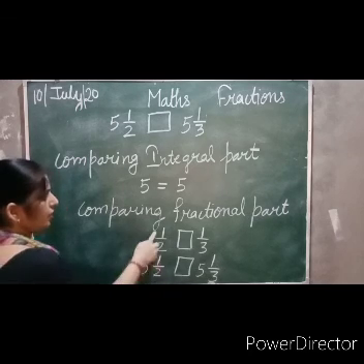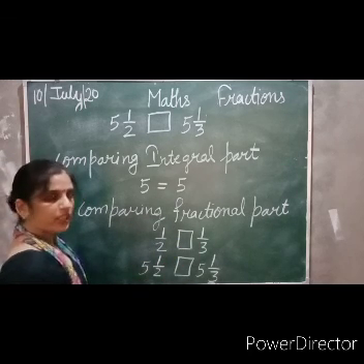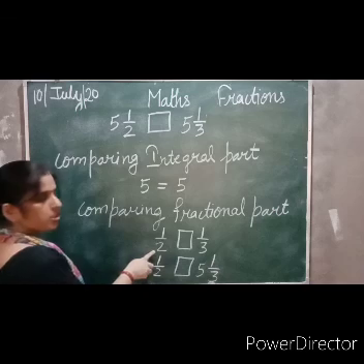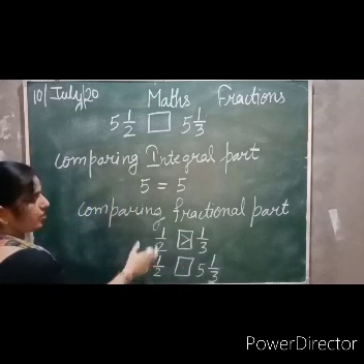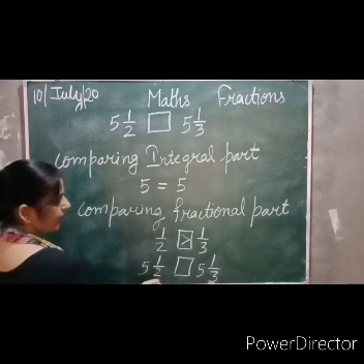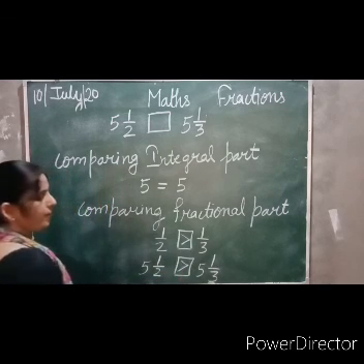Now as you can see, numerators are equal. So we have to see the denominator. As 2 is the smallest one, it means this fraction is the greatest one. Now we write the mixed fraction for this. 5 and 1 by 2 is greater than 5 and 1 by 3.